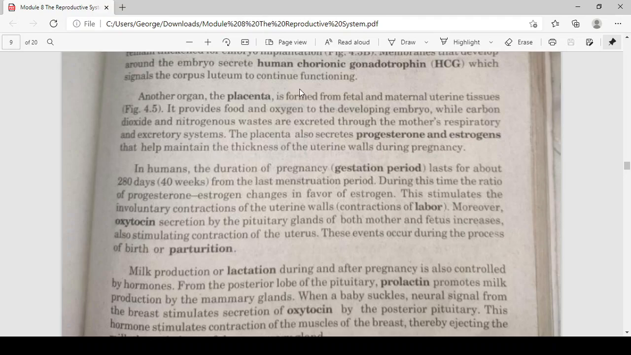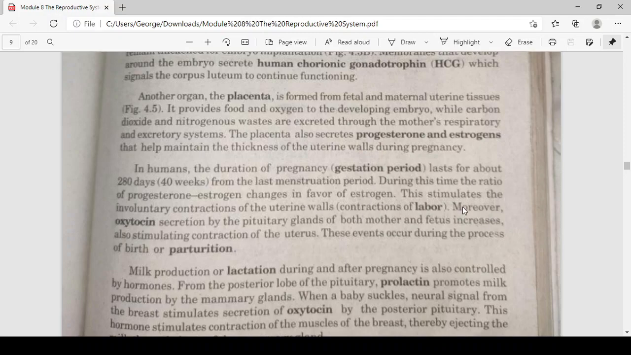In humans, the duration of your pregnancy, or this gestation period, lasts for about 280 days, 40 weeks, or 9 months. From the last menstruation, during this time, the ratio of your progesterone and estrogen changes in favor of your estrogen. Kids, tip lang. Nagasugod ang inyo nga pregnancy from your last menstruation period, or when the sperm fertilizes the egg. That is where your gestation period starts.